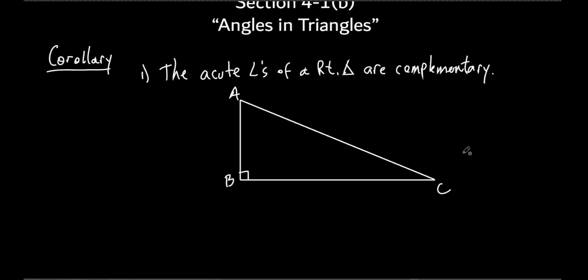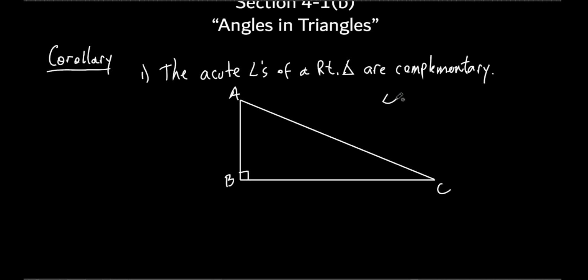So what does this theorem say? What does this little corollary say? That the acute angles, angle A and C, are what? Complementary. So what does that mean if they're complementary? Does it mean they're equal? We just said it. What did we say complementary means? They add up to what? To 90 degrees. Very good. They add up to 90 degrees.